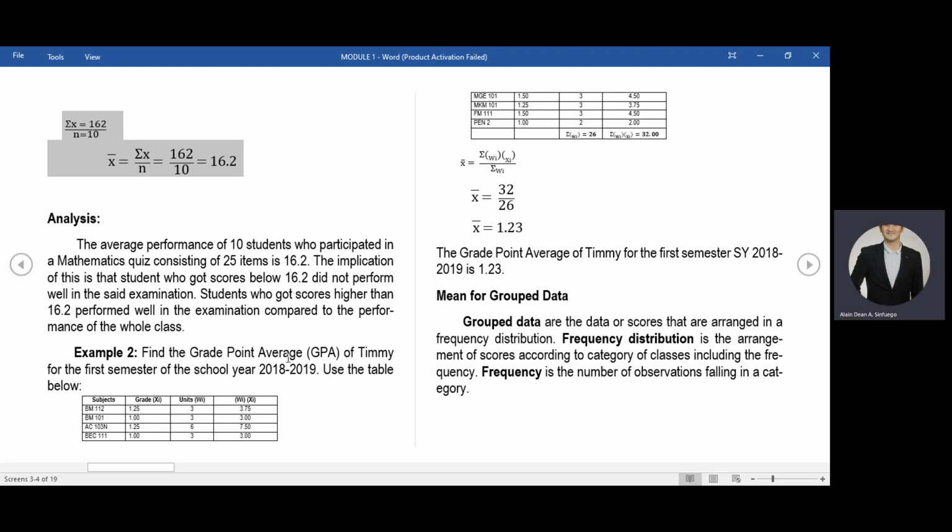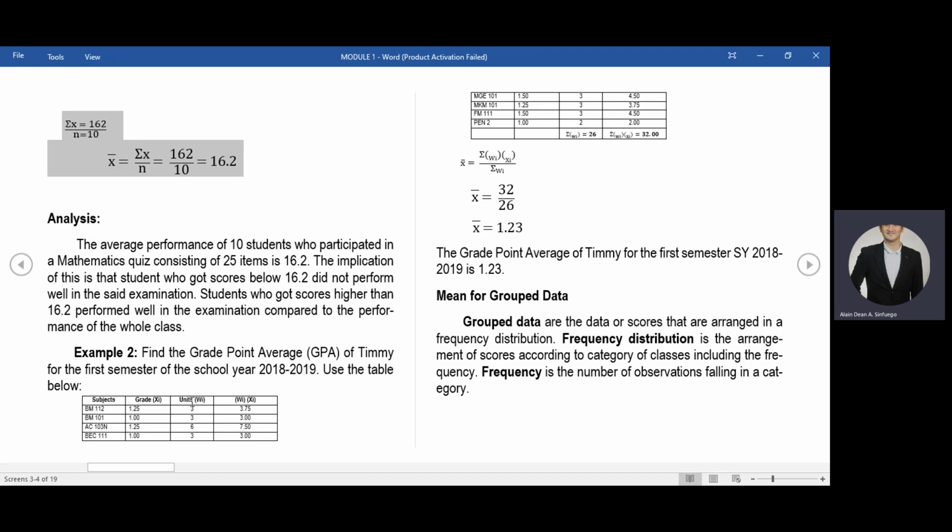Find the GPA, or the grade point average, of Timmy for the first semester of the school year 2018 to 2019. A table is shown below of the grades that Timmy got from different subjects. We have the first subjects BM112, BM101, AC103N, and BEC111. The following grades are 1.25, 1.00, 1.25, and 1.00, respectively.